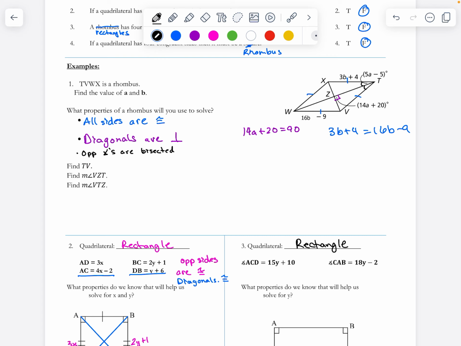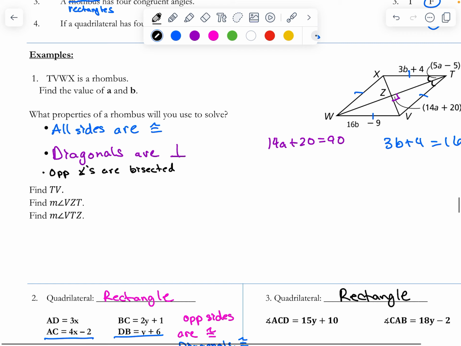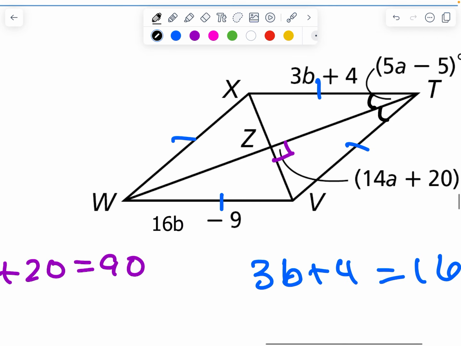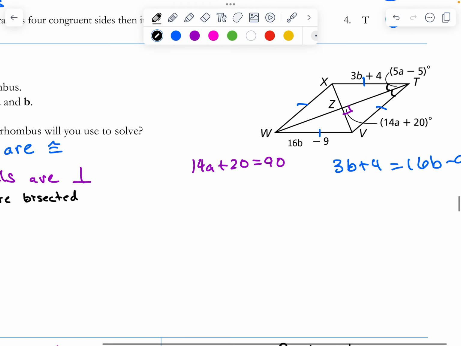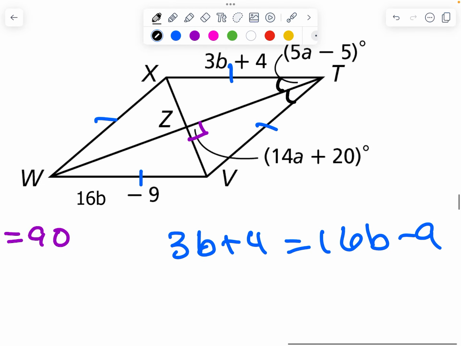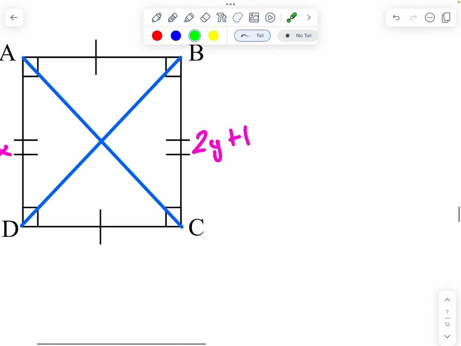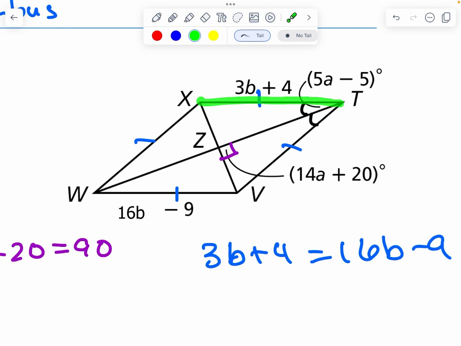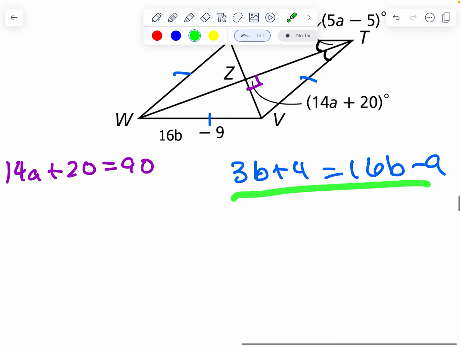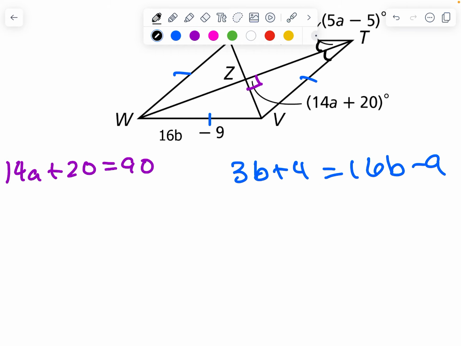Okay. So the three properties that we're going to use for this rhombus are that all sides are congruent, diagonals are perpendicular, and opposite angles are bisected. That means these are bisected, so they're going to be congruent, and you'll see why that makes sense later. First, let's start with our sides. 3b plus 4 is congruent to 16b minus 9. Since that is the case, let's set those equal to each other and solve.